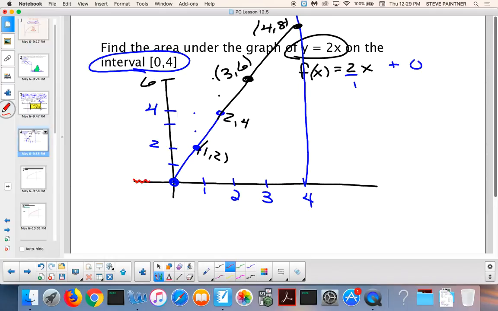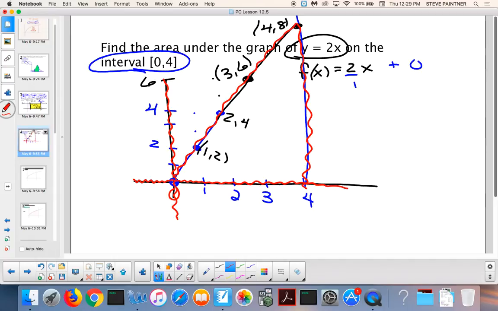The boundary on the bottom is what? The x-axis. You're also bounded by an interval. What interval? 0 to what? 4. So here's 0, here's 4, and you're bounded by the function f of x. Well, that's right here.